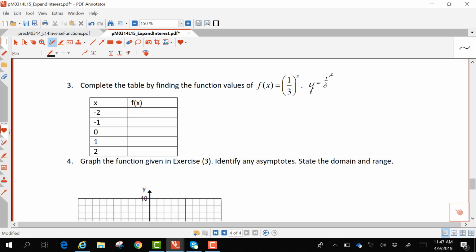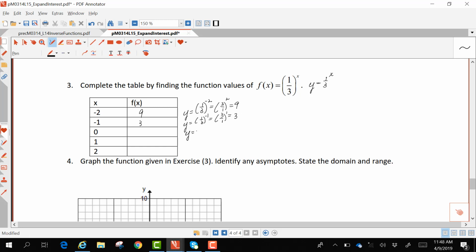So if my x value is -2, this is 1/3 to the power of -2, which remember is 3 over 1 to the power of +2. So this is 3 squared, or 9. If my x value is -1, 1/3 to the -1 power is 3 over 1 to the +1 power, which is 3 to the first power, which is 3.